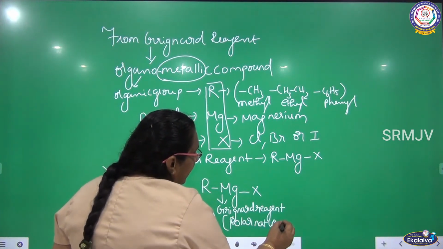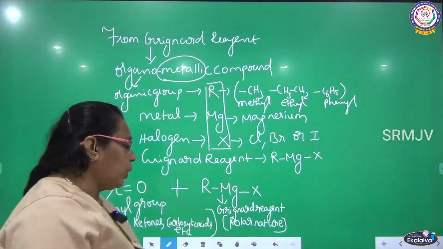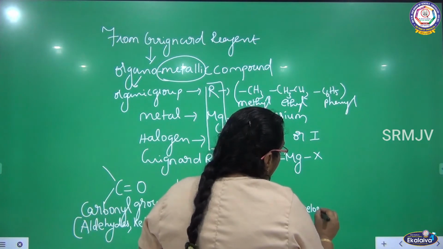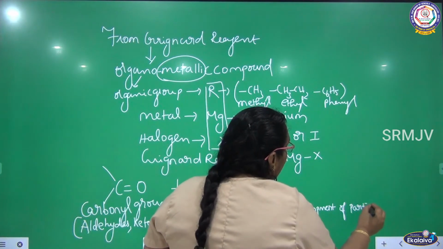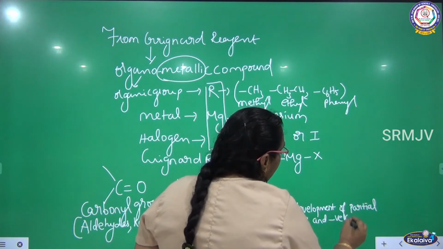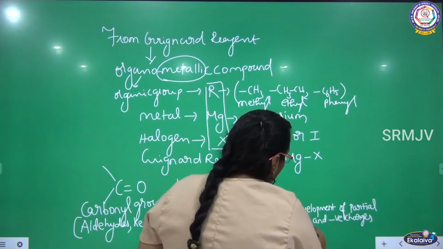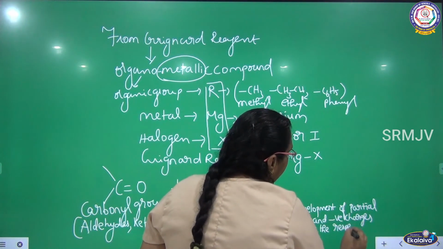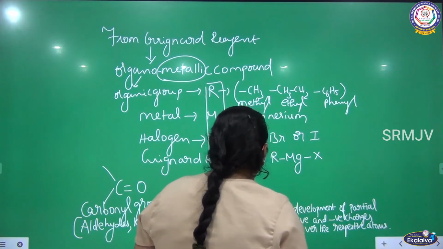Polarity is the ability to develop partial positive and negative charges over the respective atoms. That is called polar nature.